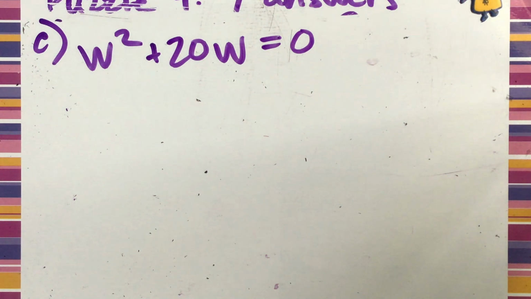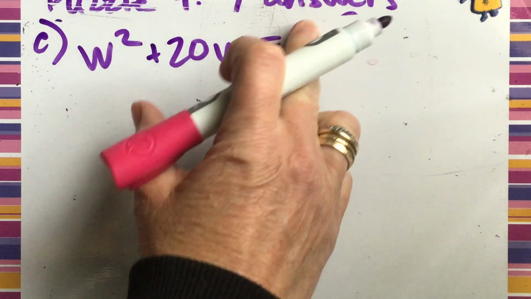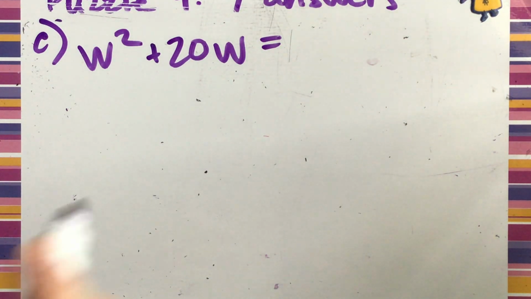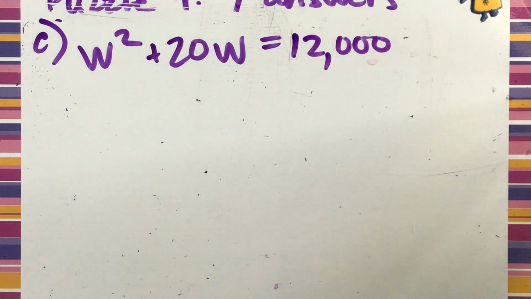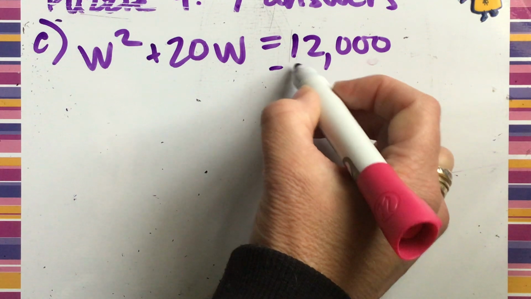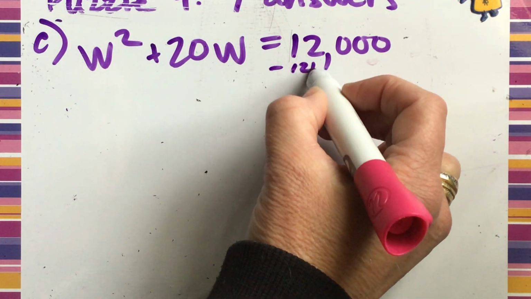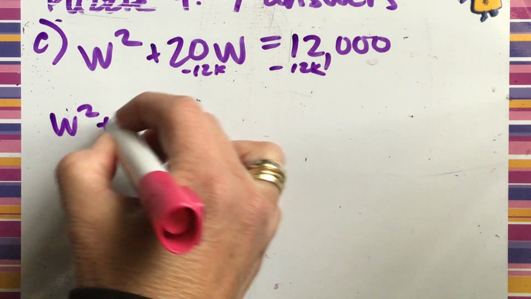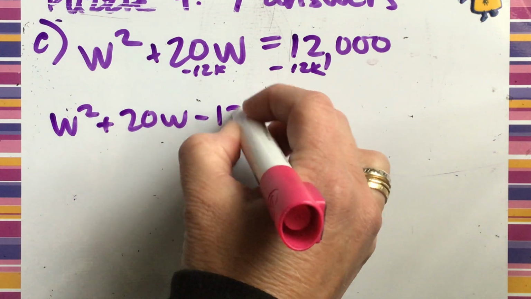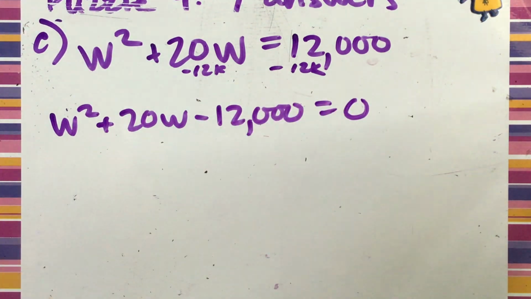equals 0. Well, sure, but now it says if that is representing that equation, I'm actually going to set this equal to, because I have information that it's equal to 12,000 square feet. Okay, so I'm going to set it to 12,000, and now I'm going to factor it. So I'm going to subtract 12,000 from both sides, and I'm going to keep it in standard form. So W squared plus 20W minus 12,000, and I'm going to set it equal to 0.